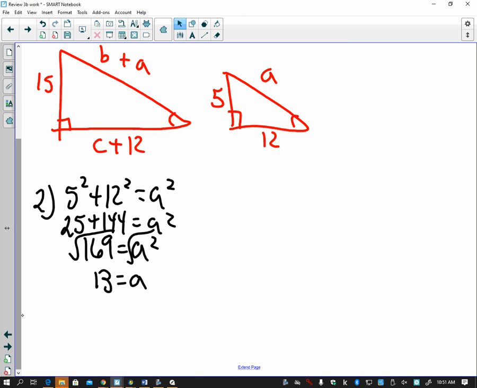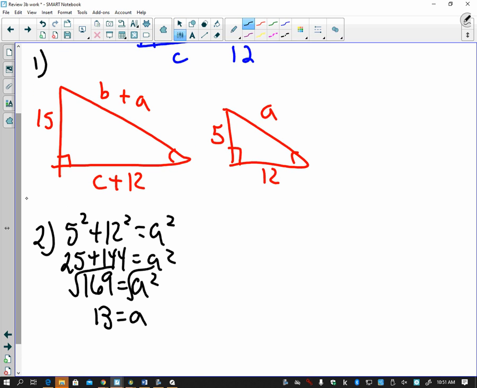As we come back up here, now we can substitute 13 here and here. The next step is setting up a proportion that we can work with. We can compare 15. Let's say we wanted to do 15 over 5. The question for you guys is, if I'm doing 15 over 5, what do I want to set up the other side as? C plus 12 over 12.